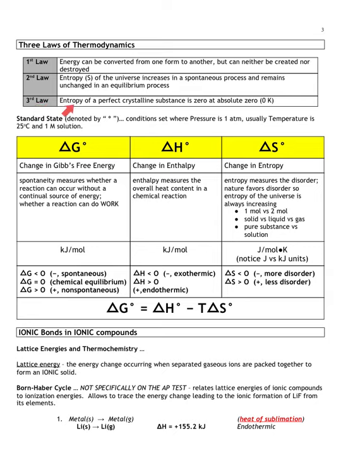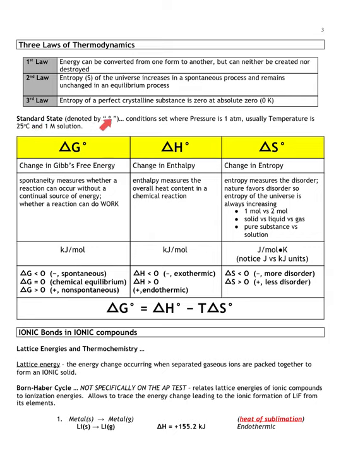And then the third law involves entropy as well. The entropy of a perfect crystalline substance is zero at absolute zero, which is 0 Kelvin. So none of the particles are moving, so you're not going to see any form of disorder arranged for a solid, a perfectly crystalline solid.